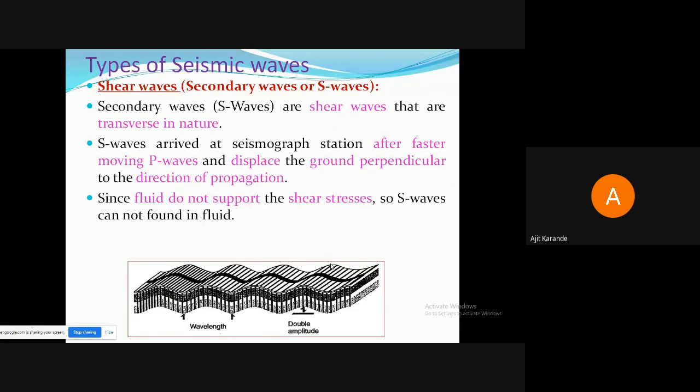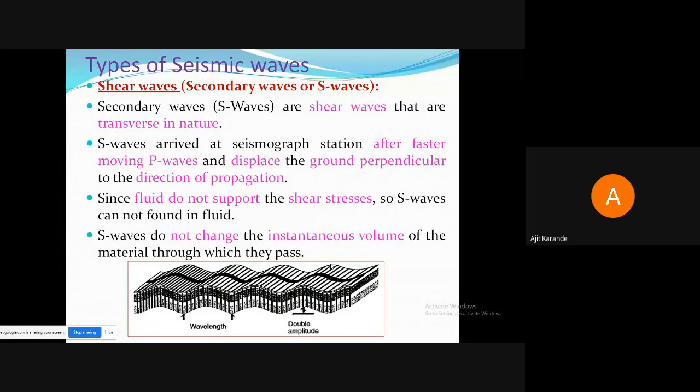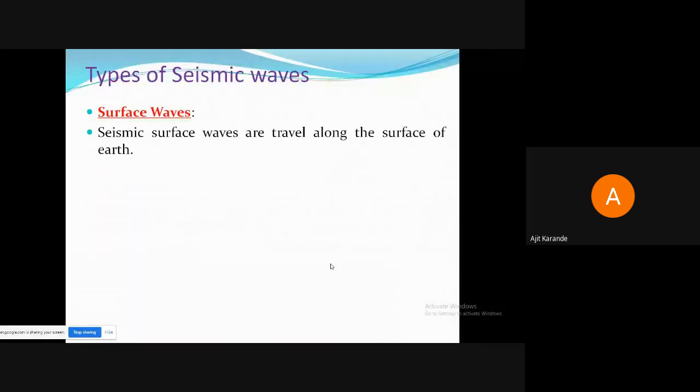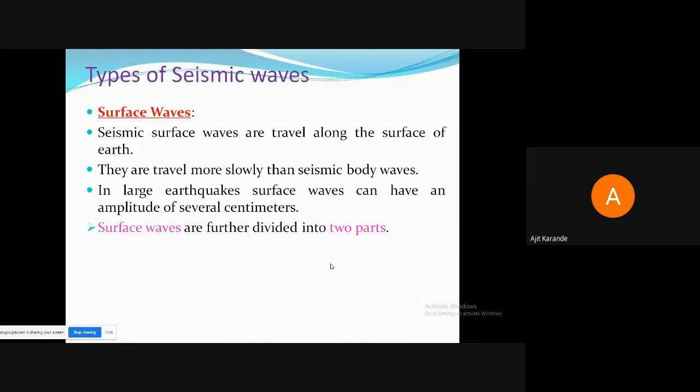Then surface waves are generally subdivided into two types. First one is the Rayleigh waves and second one is the Love waves. So here you can see again surface waves. Particularly, these surface waves are subdivided into two types. First one is the Love waves and second one is the Rayleigh waves.